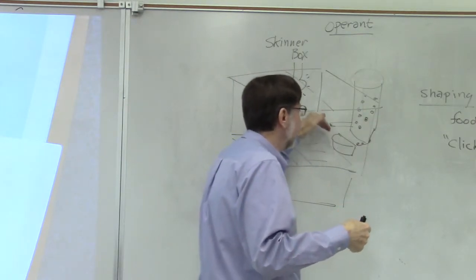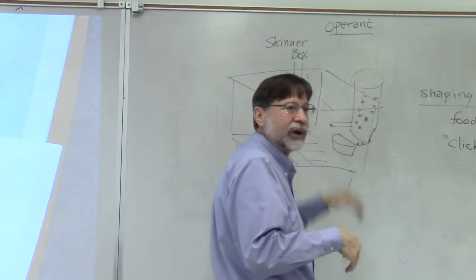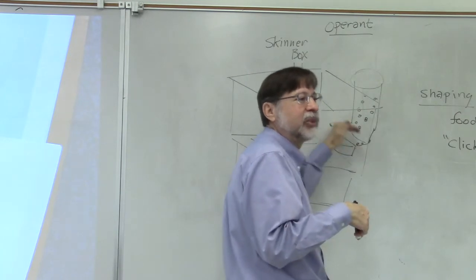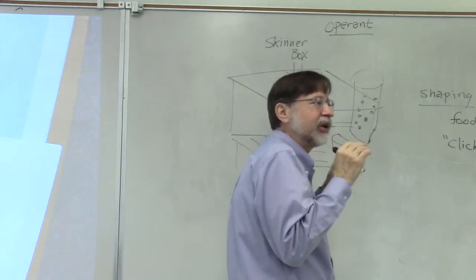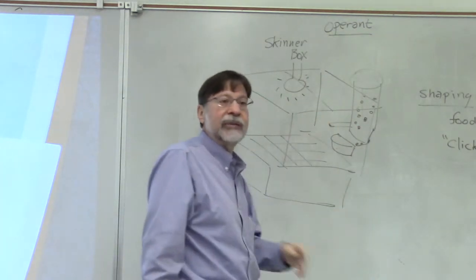So I put higher and higher requirements before I'll reinforce it. Now I need it to be close and facing and lift up its forepaws before I will reinforce. Finally, I wait till it touches it. Finally, I wait till it pushes the bar. So now it's on its hind legs, touches the bar, pushes the bar. Eventually, I can put it on automatic and go home.